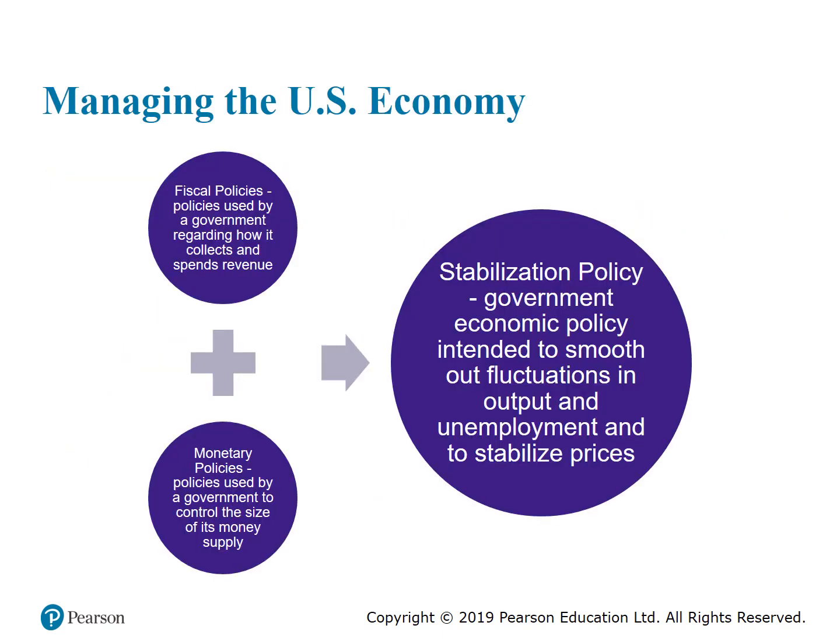Finally, we have come to an end of this chapter, which is on managing the economy. So there are two sets of policies the government uses to manage the economic system. These two policies make up the stabilization policy, right? Stabilization policy is government economic policy intended to smooth out fluctuations in output and unemployment and to stabilize prices. So these two sets of policies will make up that stabilization policy.